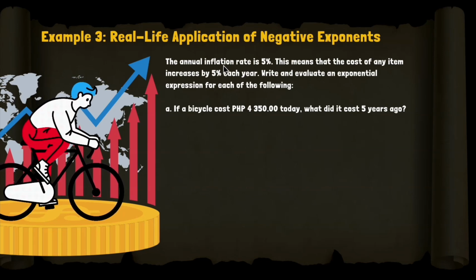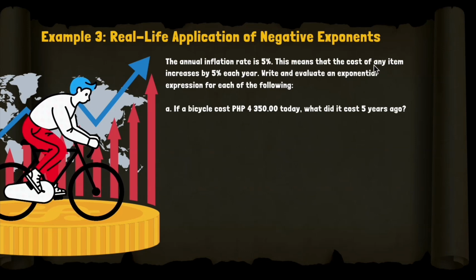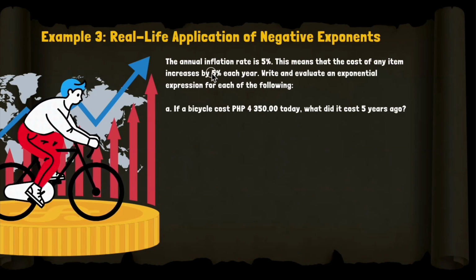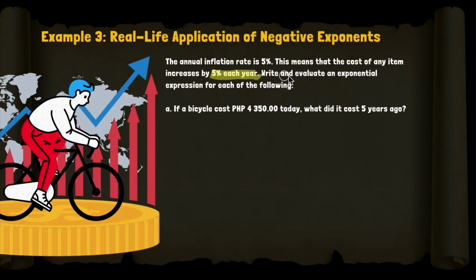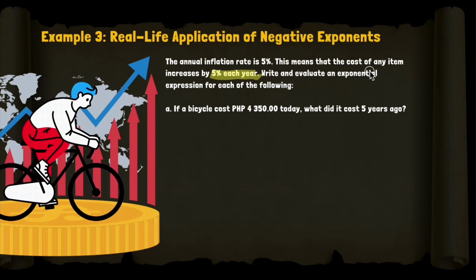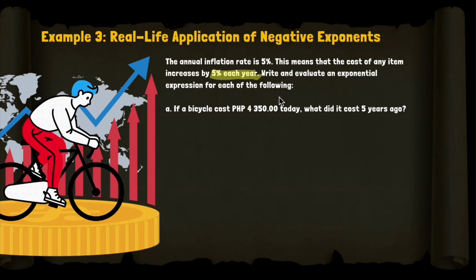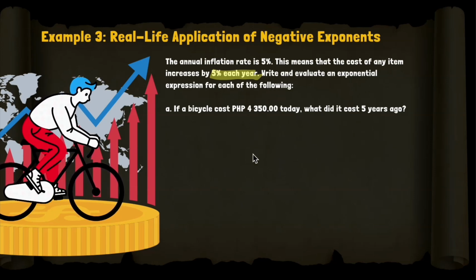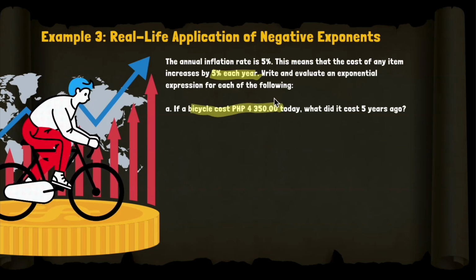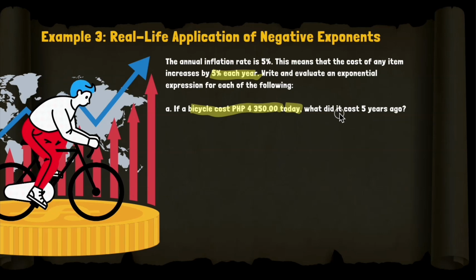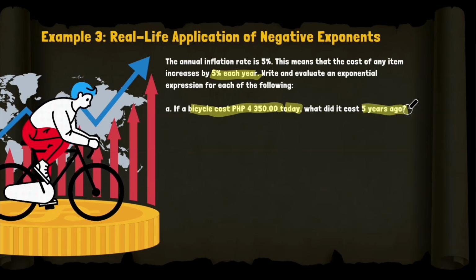Now, we have this one, annual inflation rate is 5%. Okay? This means that the cost of any item increases by 5% each year. Okay? We have to take note of these things. Okay? So we want to write and evaluate an exponential expression for each of the following. There are 2 problems. Okay? The first problem, allow me to answer this one. Sabi dito, kapag ang bike daw ay nagko-cost ng 4,350 today, okay? What did it cost 5 years ago?